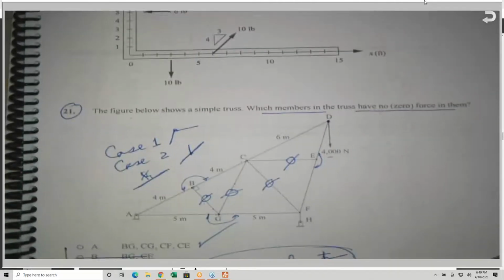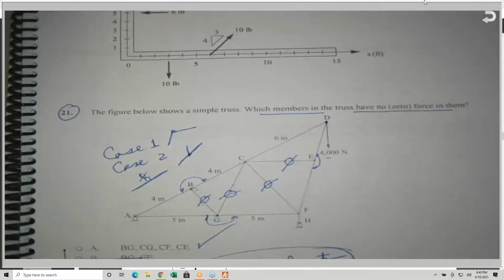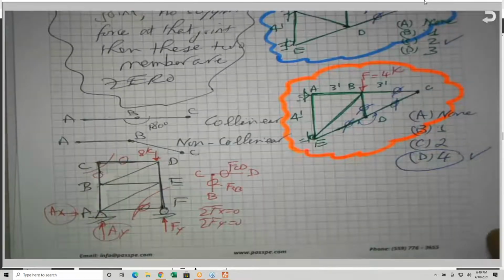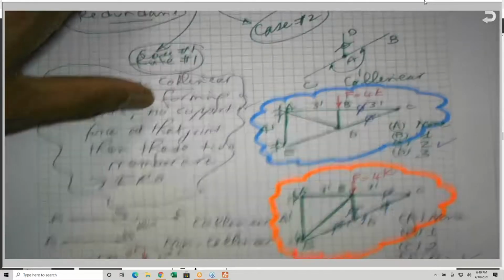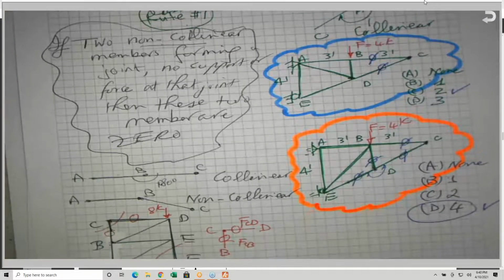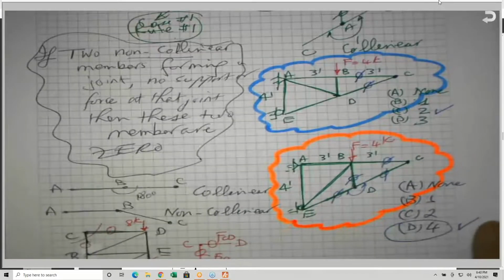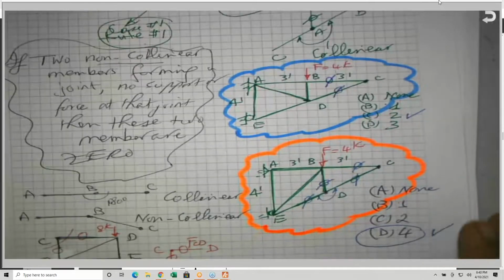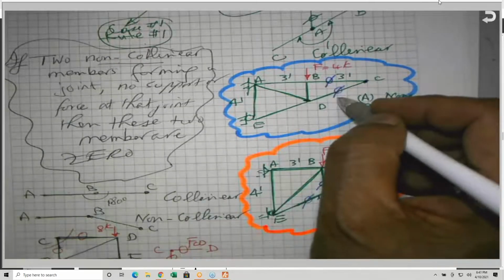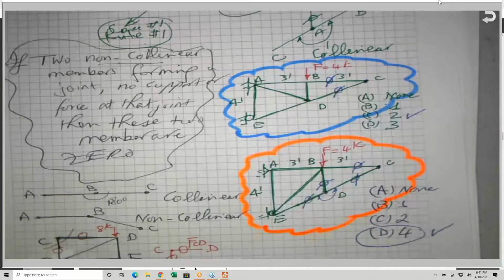So the 0 force members are really important, and we are going to practice more. The more you practice, and I have tons of questions, I can just keep drawing and drawing and drawing, and I can come up with more. So what I needed from you after I scan these things and send it to you: these 2 are 0 force members, the rest of the members exist.